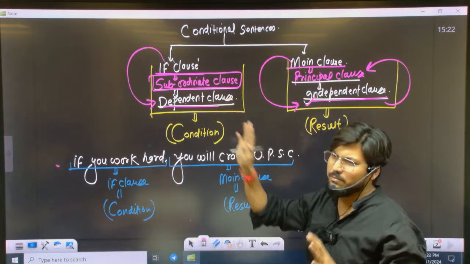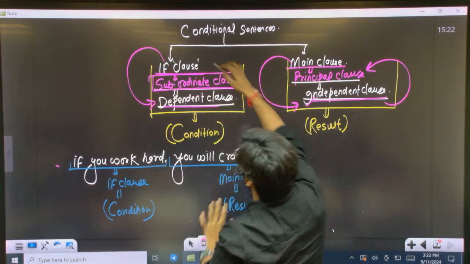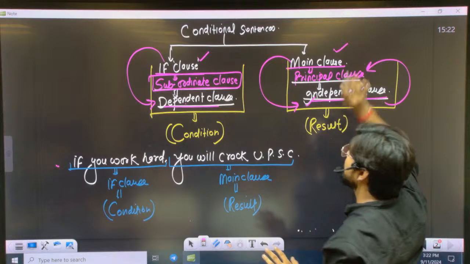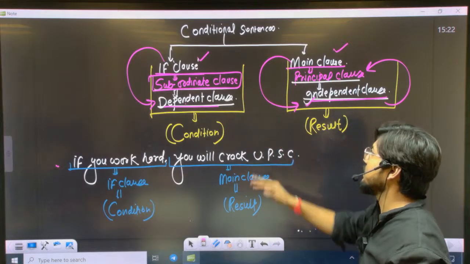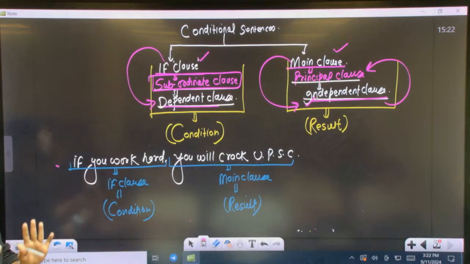So these are the names only. What you have to do is just keep these things in your mind, the if clause and the main clause. You don't have to worry about that because these are not going to be asked in your examinations, but you need to know. Shall we move on?